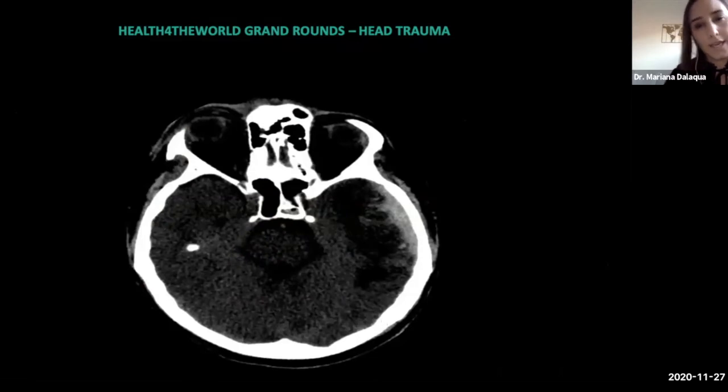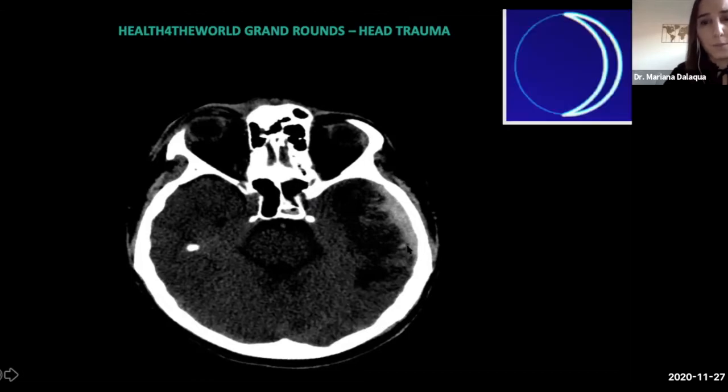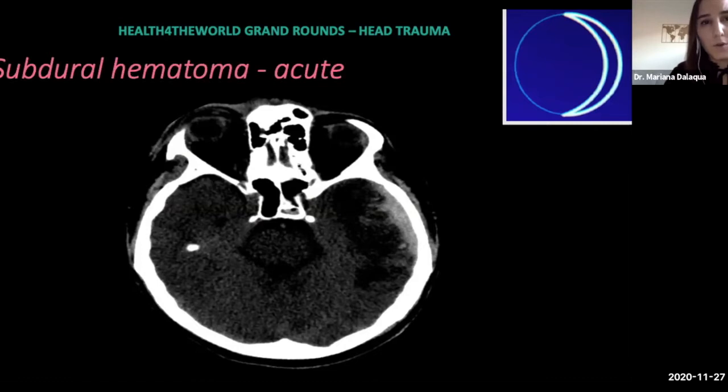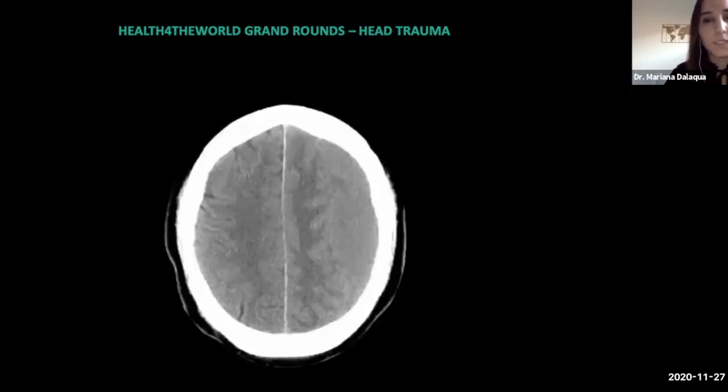Here is another case. So we have a patient with a large contusion. We see a large zone of cortico-subcortical edema and some intraparenchymal hemorrhage. And here we have another type of hematoma that would be in a semilunar morphology like this. So this would be a subdural hematoma, hyperdense, so acute, okay?